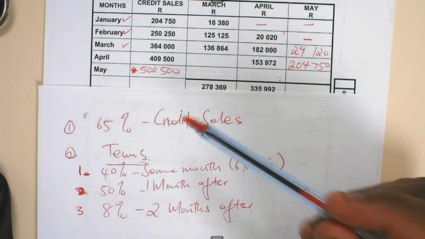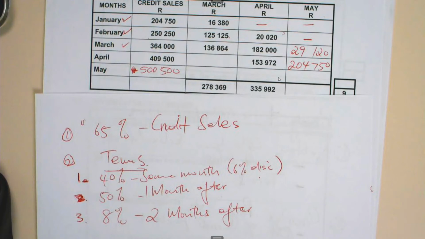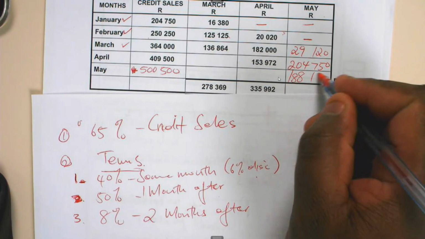Then it means now we'll be saying 500,500 times 40 divided by 100 times 94 divided by 100. That is 500,500 times 8% times 40% times 94%. It is 188,188. Then we add on.